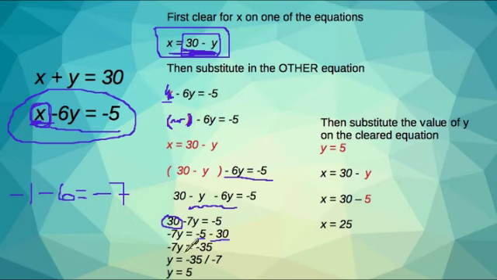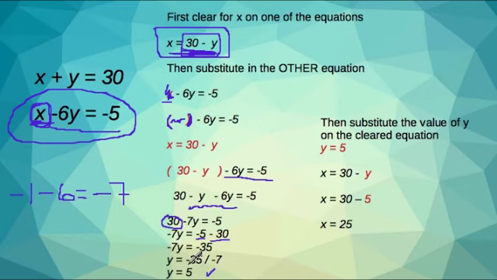What's going to be the next step? As you can see here, the y is being multiplied by the 7. What do you do next? That negative 7, you got to pass it as a division. So this negative 35 divided by negative 7 gives us this positive 5.